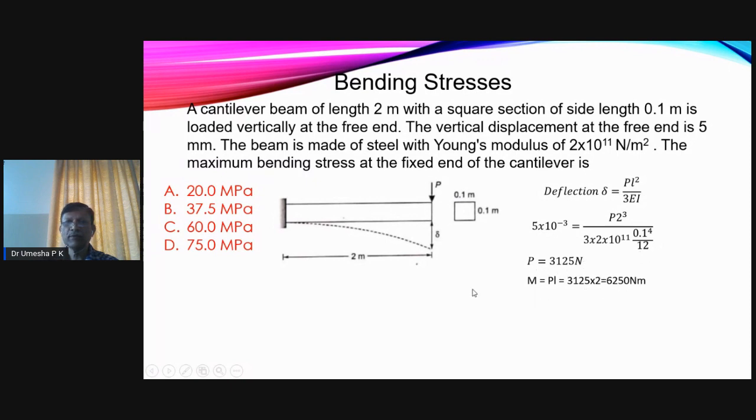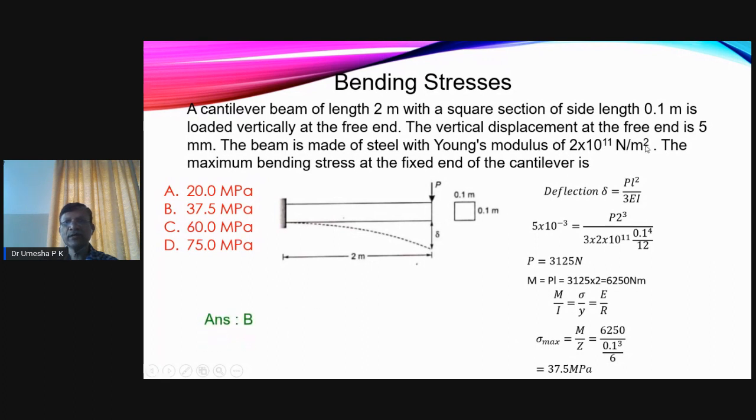So the moment at the fixed end is calculated as 3125 into 2, so we'll be getting 6,250 Newton meter. So M by I is equal to F by Y, or stress by Y is equal to E by R. So maximum stress is equal to M by Z. So we'll be calculating 6,250 divided by Z, that is BD square by 6. So we'll be getting 37.5 Newton per millimeter square, that is MPa. So option B is the correct answer.